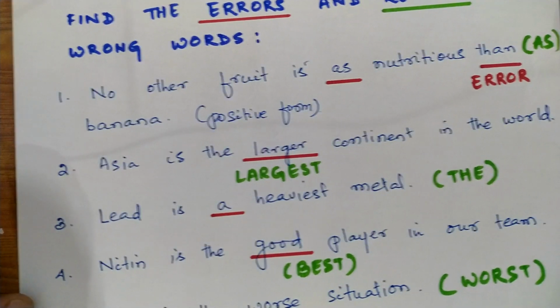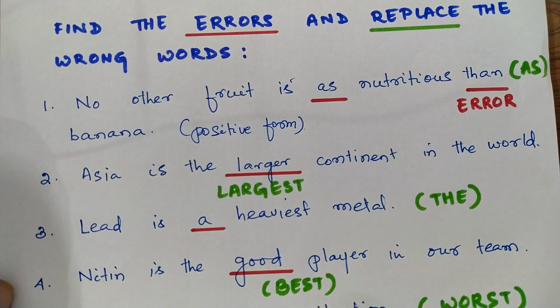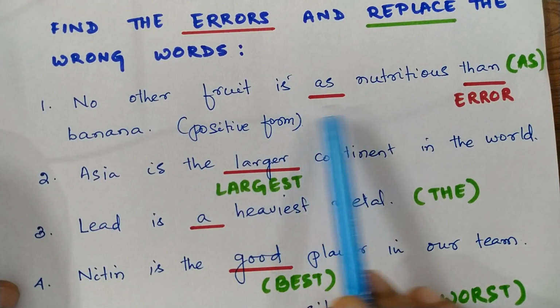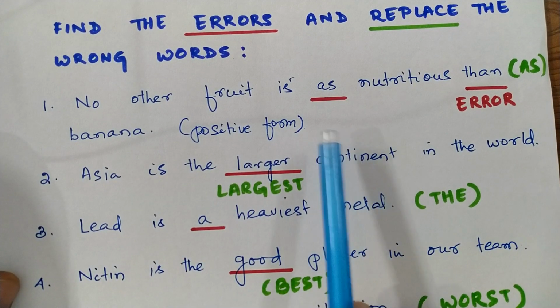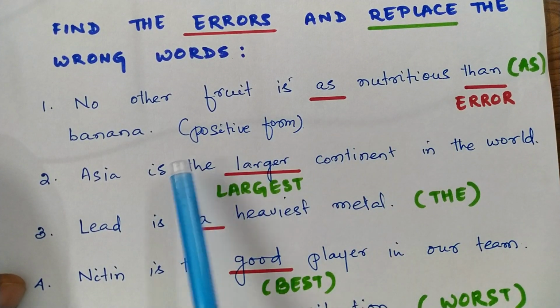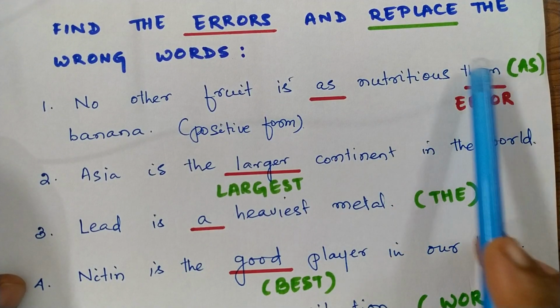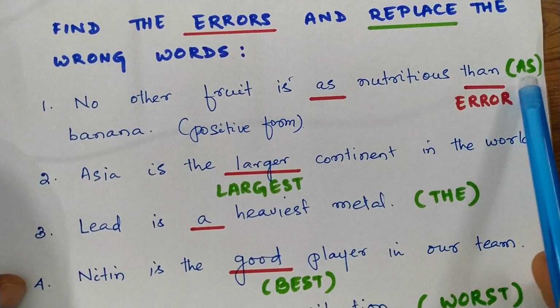Next, tryout 2. Find the errors and replace the wrong words. Now number 1. No other fruit is as nutritious than banana. Now over here, had it been no other fruit is as nutritious as banana, it would have been correct. But the error over here is than. So we have to replace it by as.